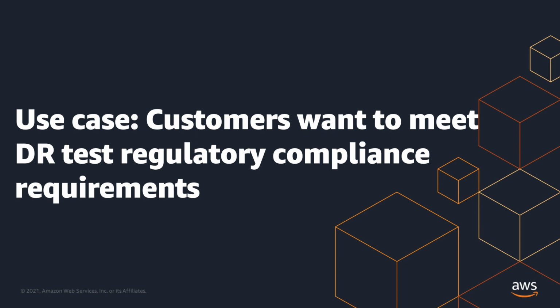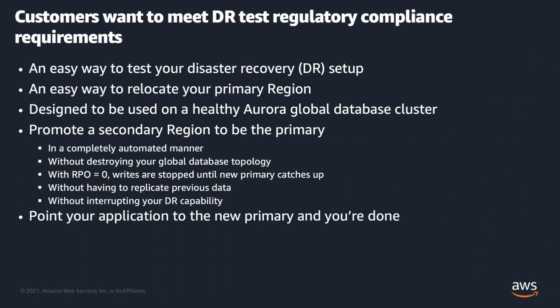The next use case is for customers who want to meet DR test regulatory compliance requirements. So the primary use case here is by using this feature, you can relocate the primary cluster of your Aurora global database to an entirely different region on a routine basis. And being able to demonstrate this capability with your production systems is a legal requirement for a lot of companies like government agencies, financial institutions, and many other regulated industries. This feature is intended for controlled environments such as DR testing scenarios, operational maintenance, and other planned operational procedures.